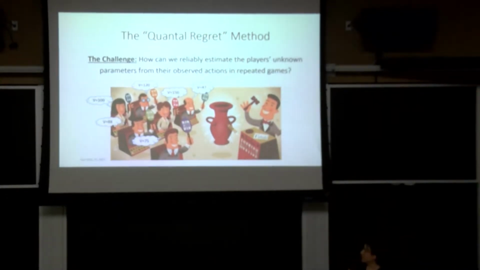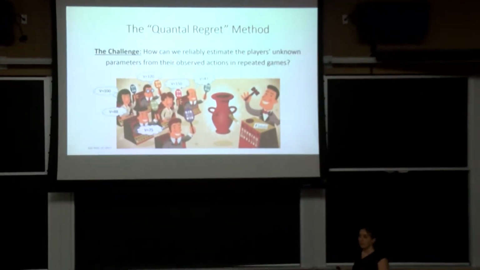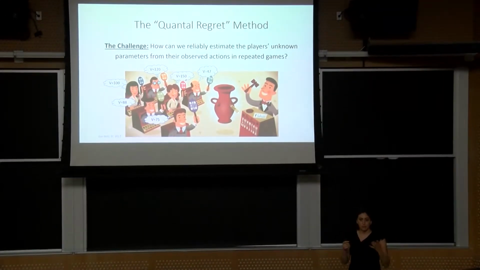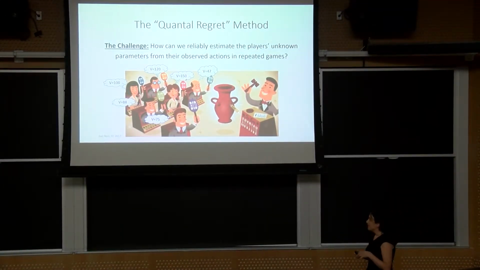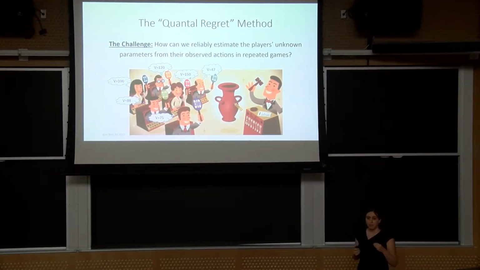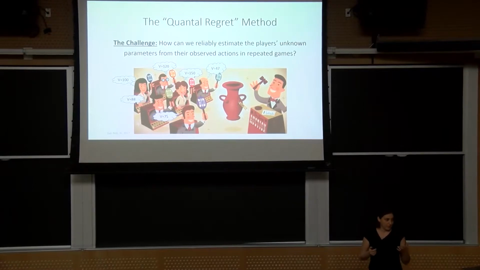Now, when we approach such data, we need to have good estimates for such private parameters, and that's in order to make all sorts of analysis about the data. So the challenge is how can we reliably estimate the players' unknown parameters from their observed actions in repeated games?